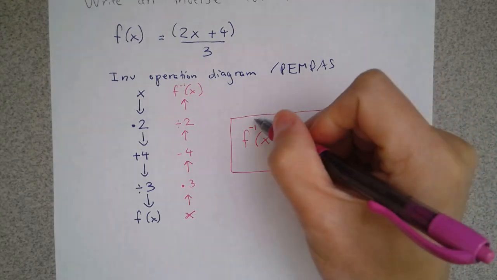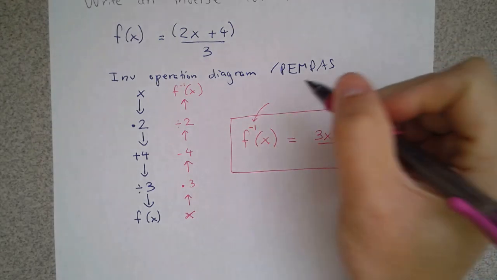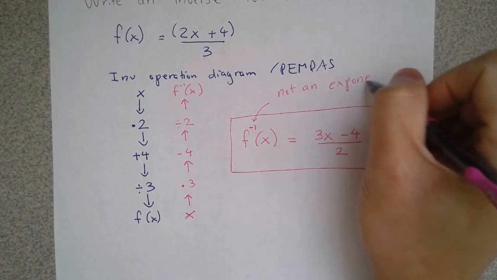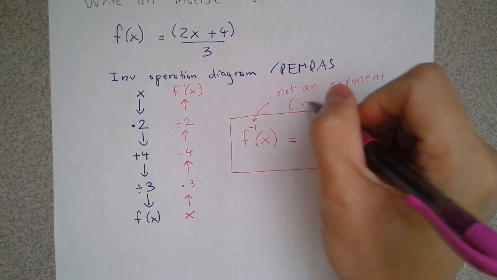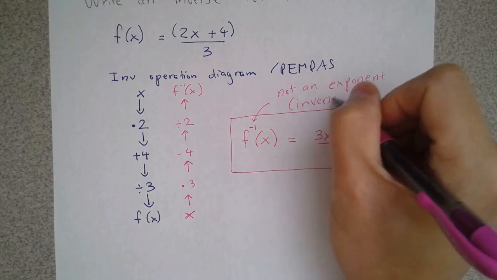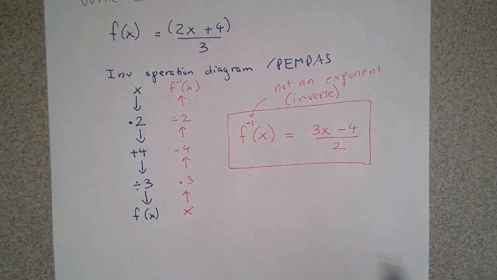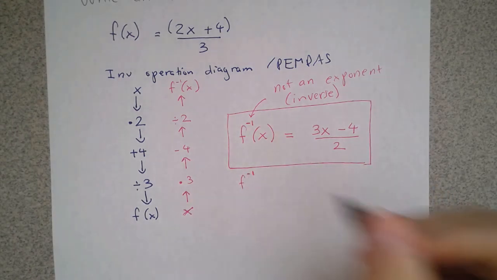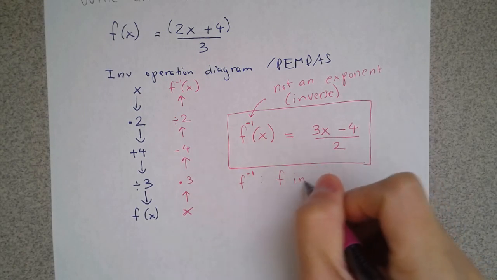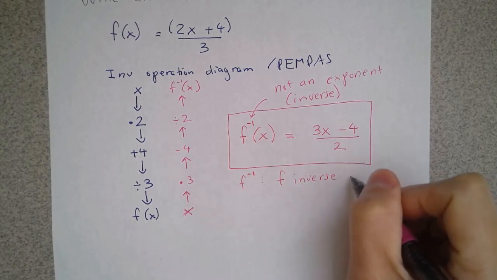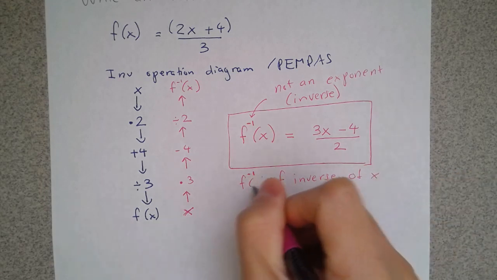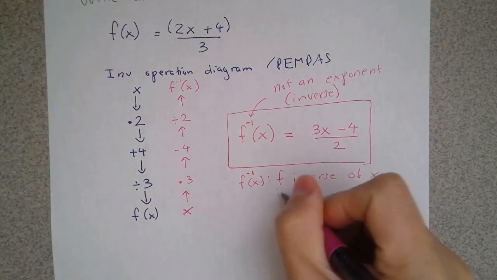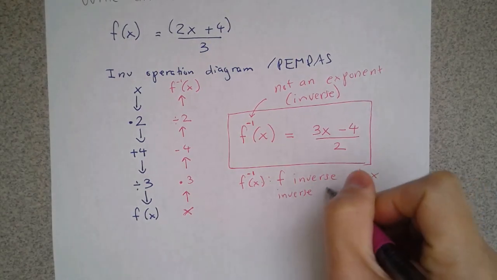Okay, so one more time, this little -1 is not an exponent. This means inverse. And the way you say this, don't say f -1. This is f inverse of x, if there's an x in it. So f inverse of x. Or you can say inverse f of x.